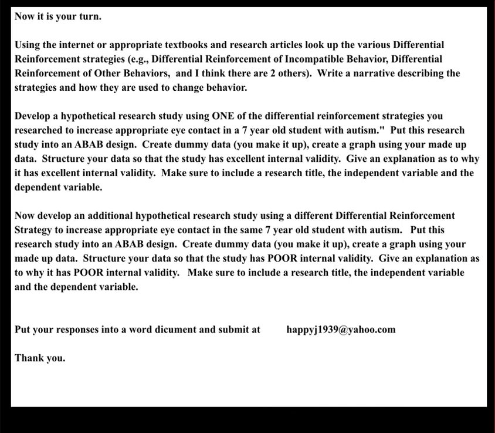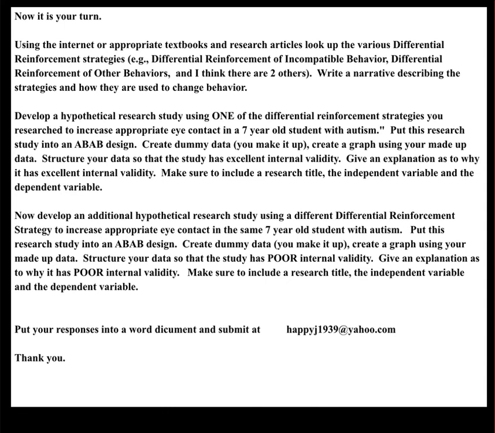Okay, well, now here's an assignment for you. Using the internet or appropriate textbooks and research articles, look up the various differential reinforcement strategies. I think there are 3 or 4 of them. Differential reinforcement of incompatible behavior, differential reinforcement of other behaviors, and a couple of others. And I want you to write a narrative describing the strategies and how they are used to change behavior and how they might be used in a classroom setting.